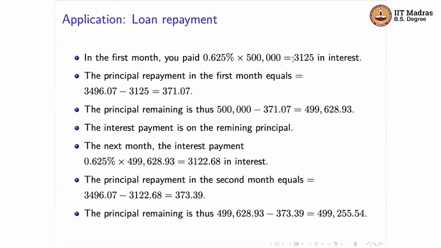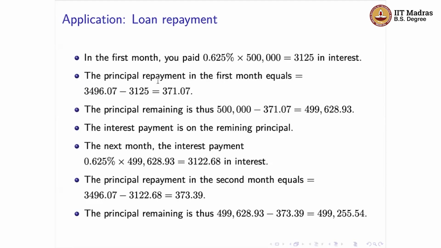So if only 3125 of that is in interest, what that means is the remaining amount that you paid back, which is equal to 3496.07 minus 3125. So that's 371.07. That's the amount of principal you have repaid in the first month. Okay, so that's how you can break up this 3496.07 into 3125, which is the amount you are paying in interest, and 371.07, which is the amount you are repaying in principal.